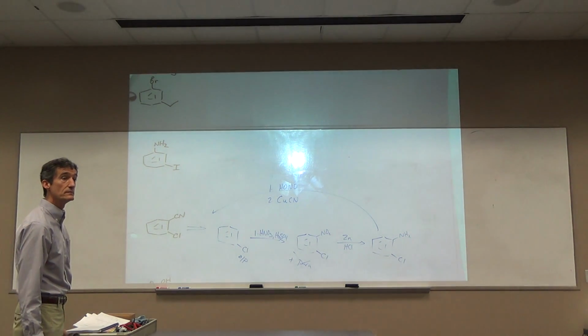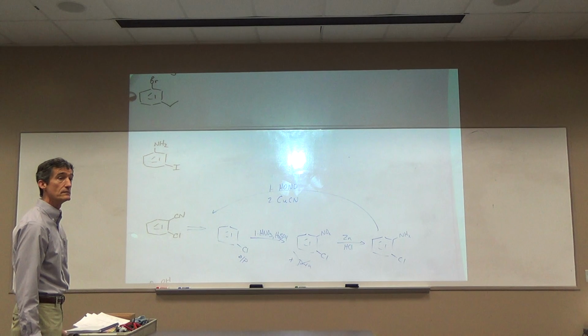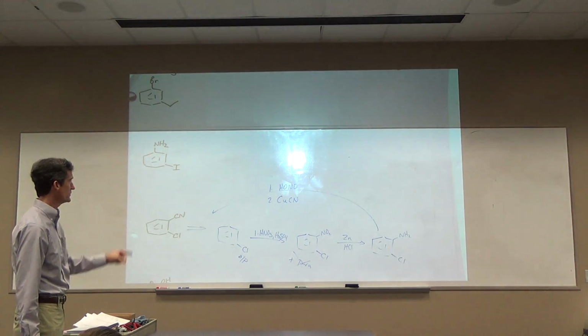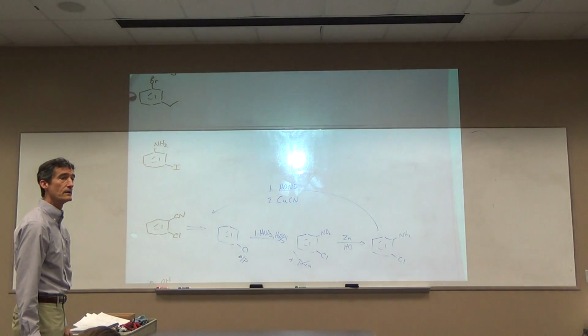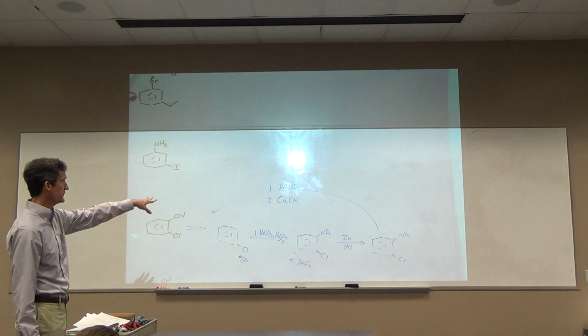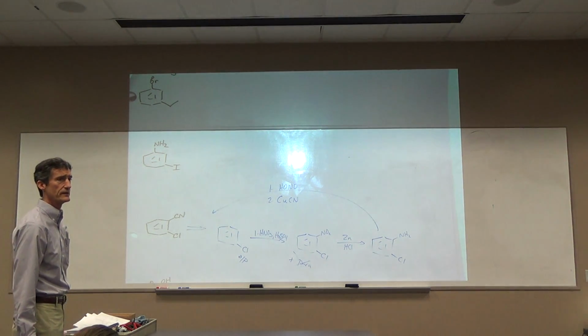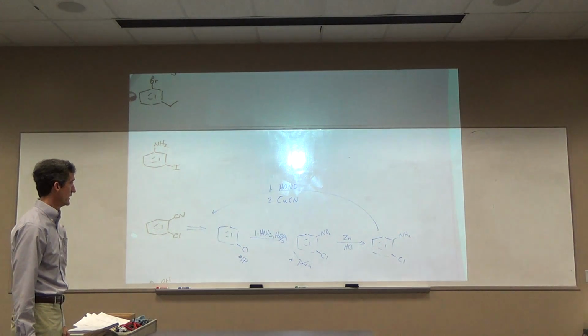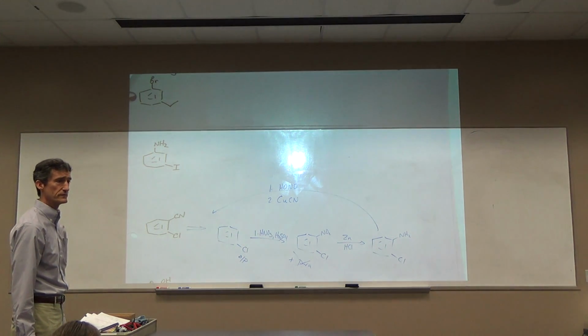Question: can you put on a cyano group using sodium nitrite and hydrochloric acid? Copper cyanide, diazonium, right? Could you write that all in one step? I did. I did nitrous acid followed by copper cyanide. It's a one pot reaction. You've done it in lab. Okay.